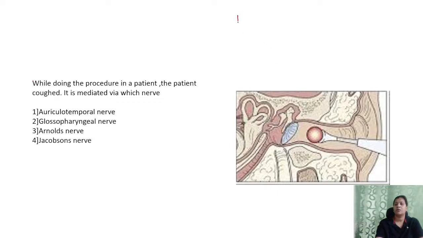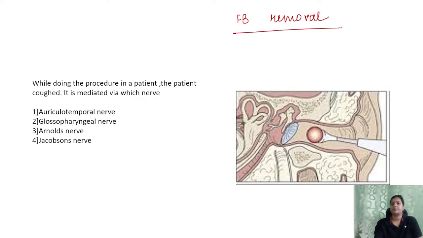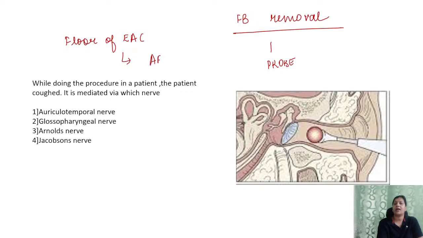So what is this procedure? They are trying to remove a foreign body. So when you're doing a foreign body removal, and when you're using a probe, foreign body hook or a foreign body probe to remove the foreign body, you are stimulating the floor of the external auditory canal. The floor of the external auditory canal is supplied by Arnold's nerve. What is Arnold's nerve? It is nothing but the auricular branch of the vagus nerve.